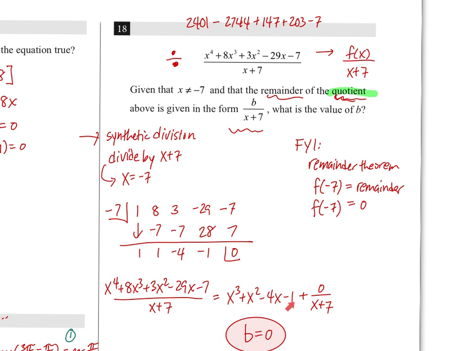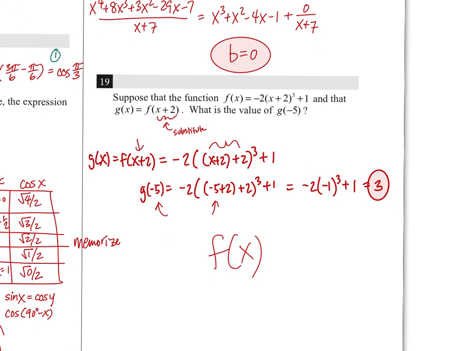So you can see here, if we had to list out the results of our division, we'd say this division is equal to x cubed plus x squared minus 4x minus 1 plus a fraction where the remainder goes on top and what we divided by is on the bottom of the fraction. Okay. Let's move on and do number 19.